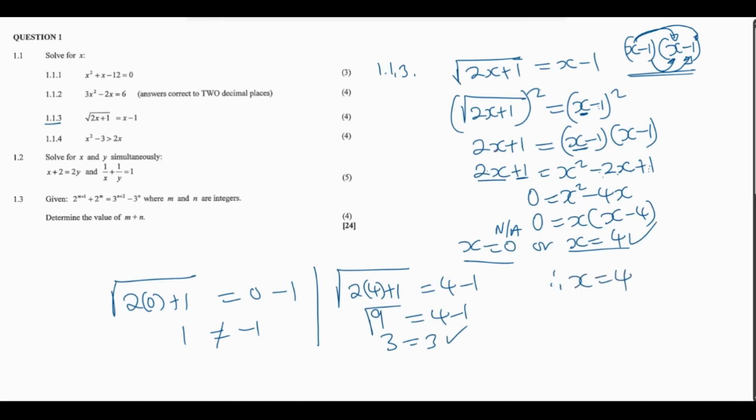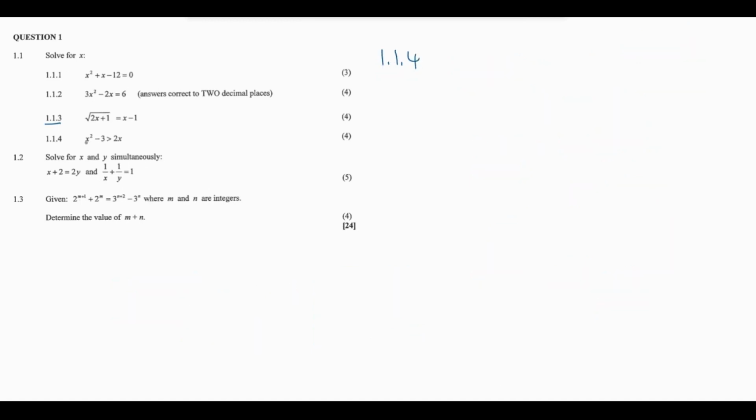How do we get our marks here? We have this part, squaring both sides. We have our standard form. We have the two answers, x equal to 0 and x equal to 4. And then we have the valid answer, x is equal to 4, which is 4 marks. Let's do 114.